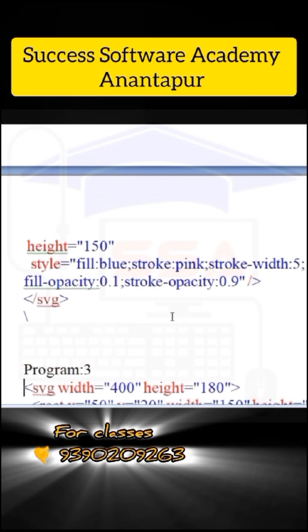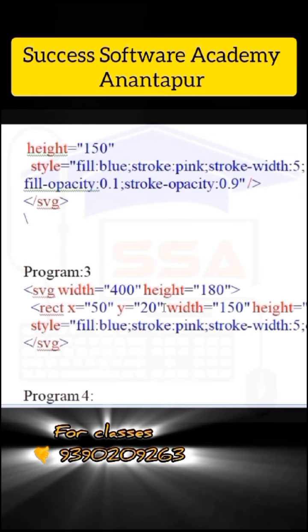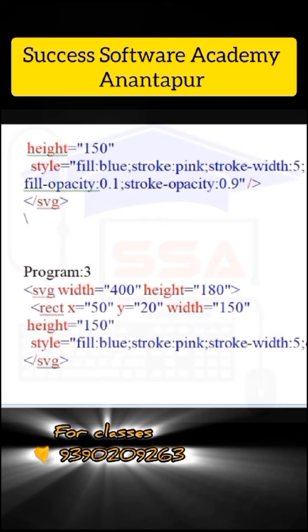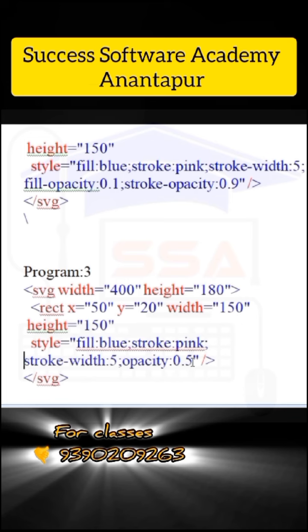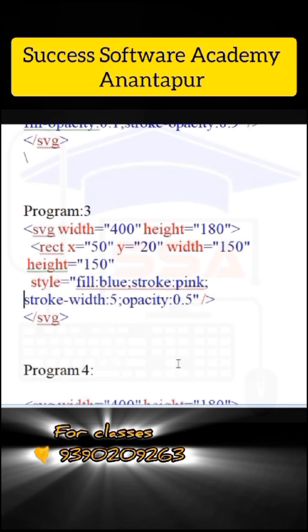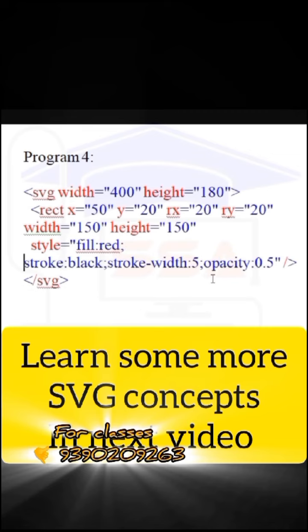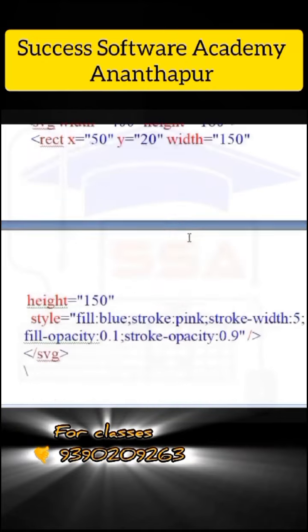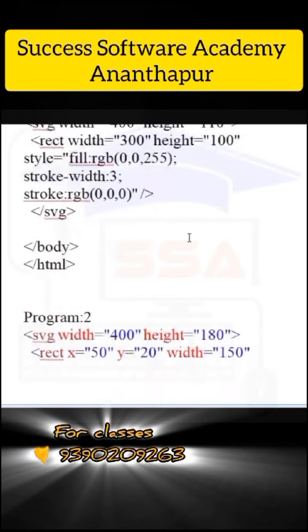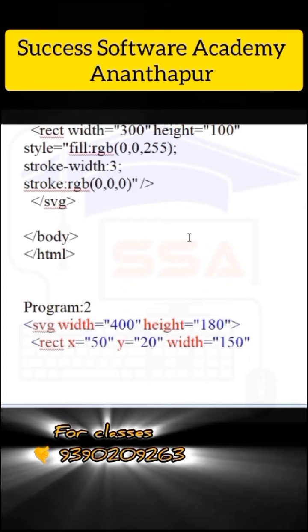In the third program, here I just made the rectangle x-axis, y-axis, height, style and the stroke width and the opacity size also. Okay. And in the fourth program, rectangle, height, width. Next we added the style as fill red color, stroke black, stroke width and the opacity. So these are the 4 ways where we can create a rectangle using SVG concept. Okay.